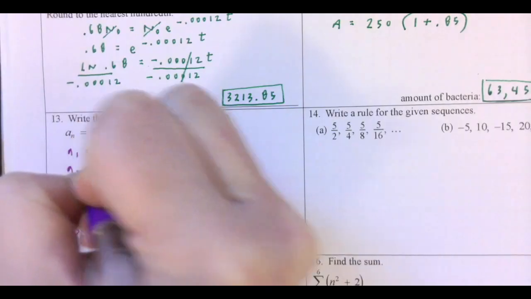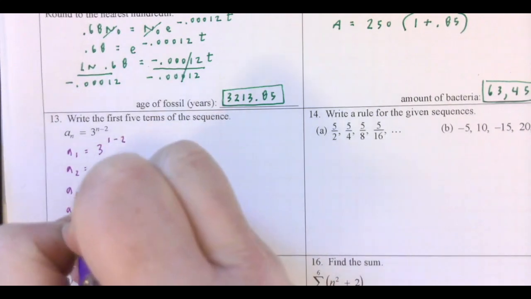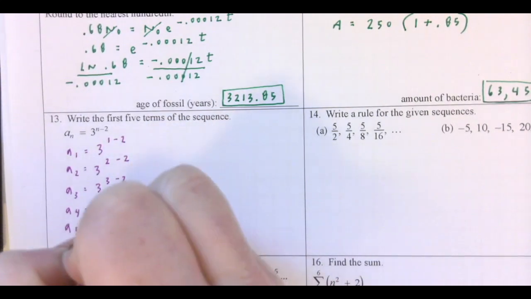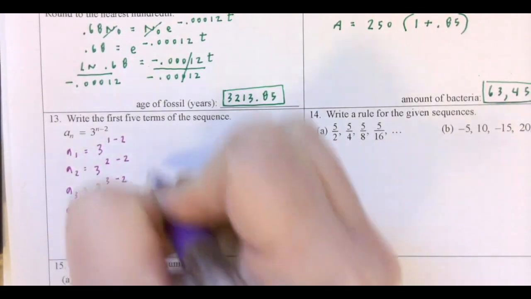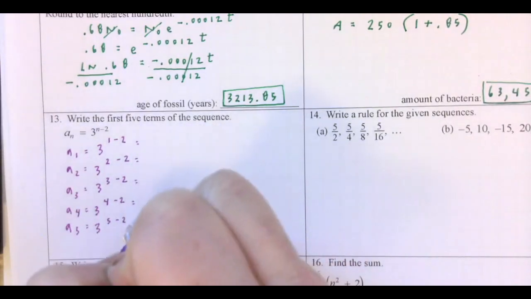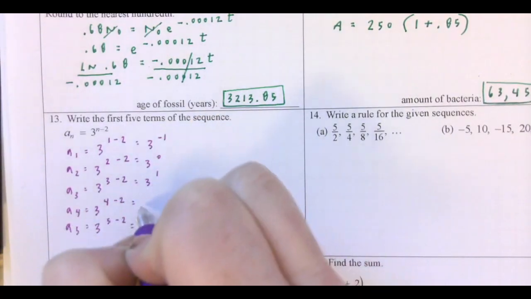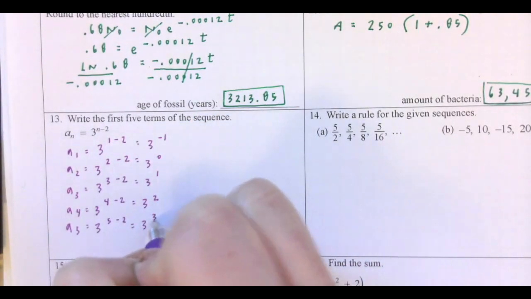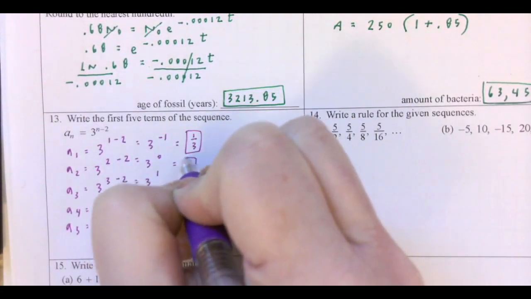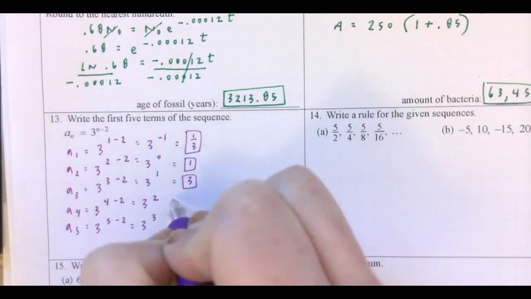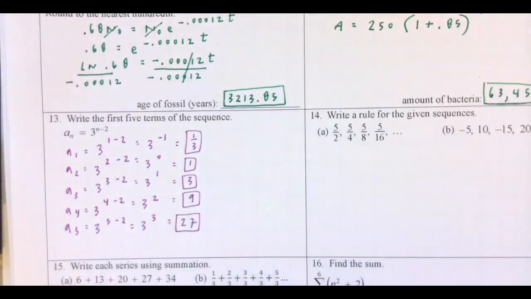All right, so I'm looking at 3 to the 1 minus 2 power, 3 to the 2 minus 2 power, 3 to the 3 minus 2 power, 3 to the 4 minus 2 power, and 3 to the 5 minus 2 power. So if I clean that up, that's saying 3 to the negative first, 3 to the 0, 3 to the first, 3 to the second, and 3 to the third. So we would get 1/3, 1, 3, 9, and 27, right? All makes sense, just powers of 3.